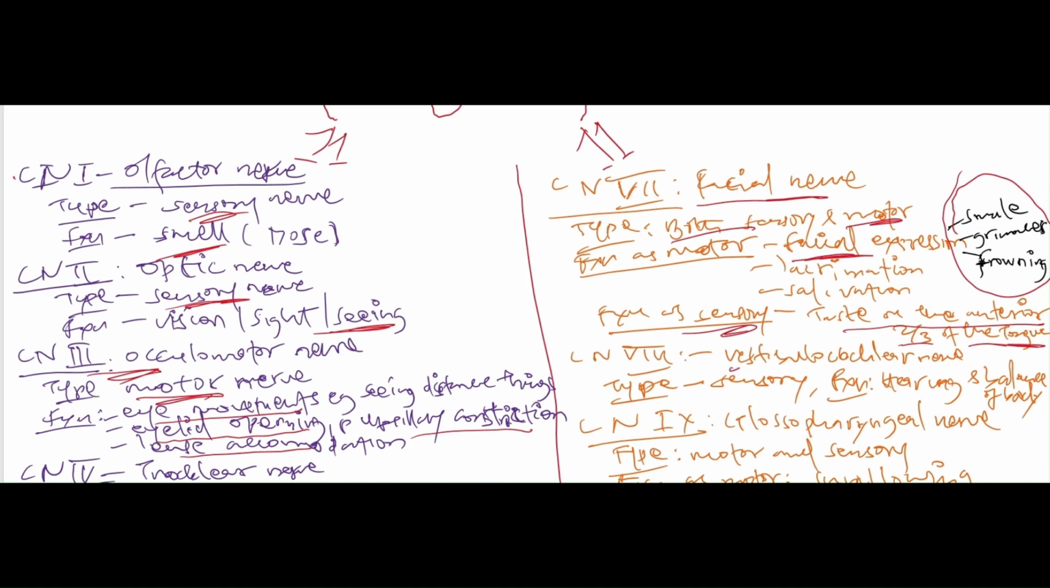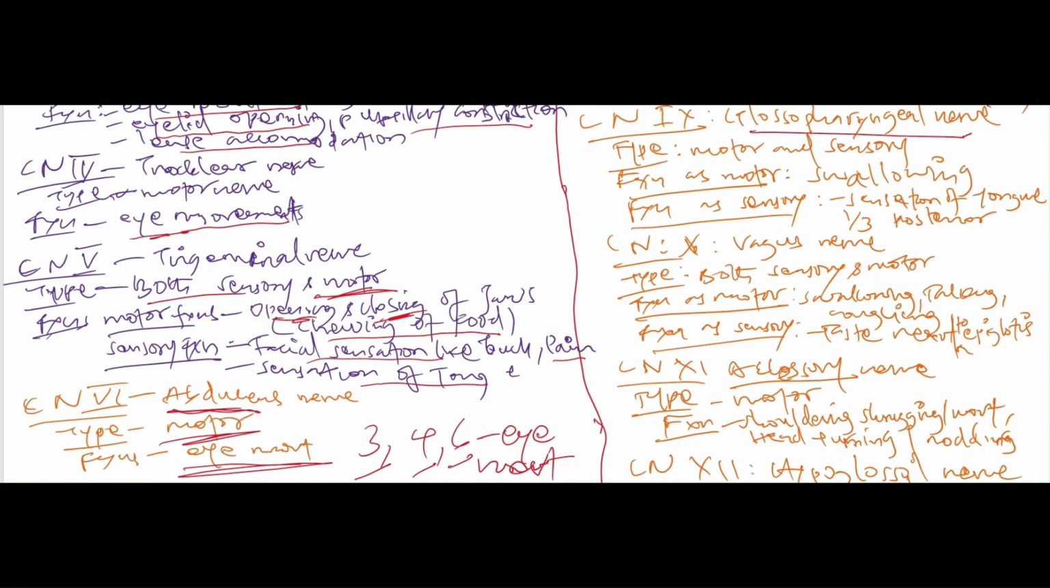Cranial nerve number 8 is the vestibulocochlear, purely sensory, and it is within the ears, that is hearing and balance of the body, simply its function. Number 9 is the glossopharyngeal nerve. This has both motor and sensory function, and with the motor it simply helps in swallowing, so it works together with the vagus nerve and other nerves to help in swallowing. But as sensory, it helps in sensation of the posterior 2/3 of the tongue.